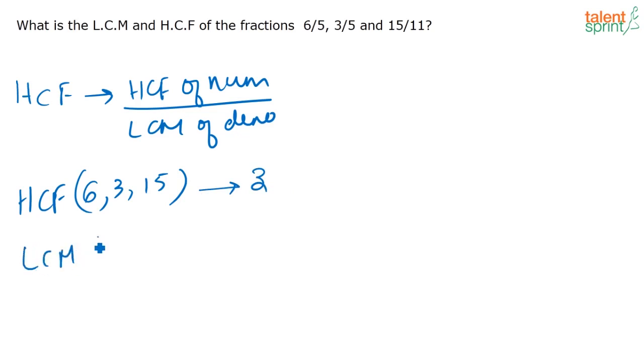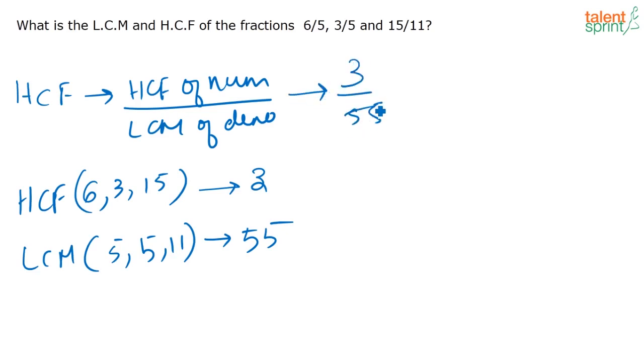Now, what is the LCM of 5, 5, 11? Denominators are 5, 5 and 11, correct? For 5 and 11, again, there are no common multiples there. There won't be any common multiples for 5 and 11. So, generally you take the LCM as 5 into 11, that is 55. So, what is the HCF of the given fractions? That is equal to 3 by 55.